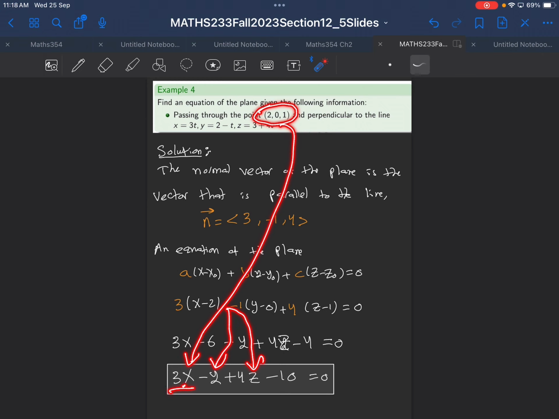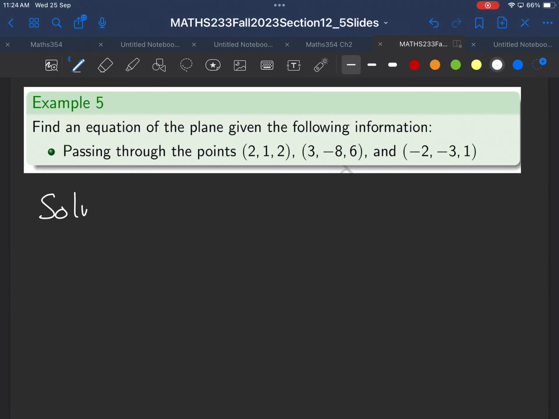If we substitute 2, this will be 6. If we substitute 0, this will be 0. And if we substitute 1, we get 6 minus 0 plus 4 minus 10, and the answer is 0. So my answer is correct, and that's how we can check. So here we have the solution for this question.